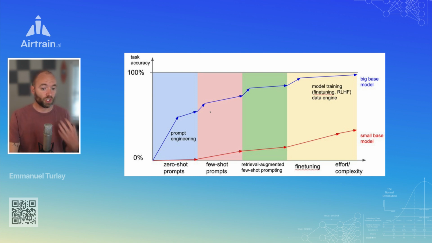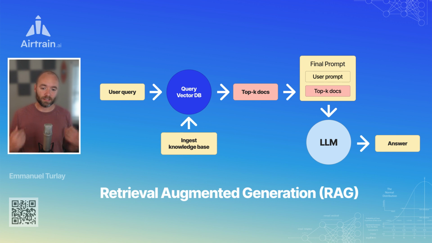So that's kind of a cheap way of getting better results for your model. Now, after that, the next step is to do what they call RAG. So RAG means retrieval augmented generation. This is more difficult to put in practice because you need to build a system around the model.